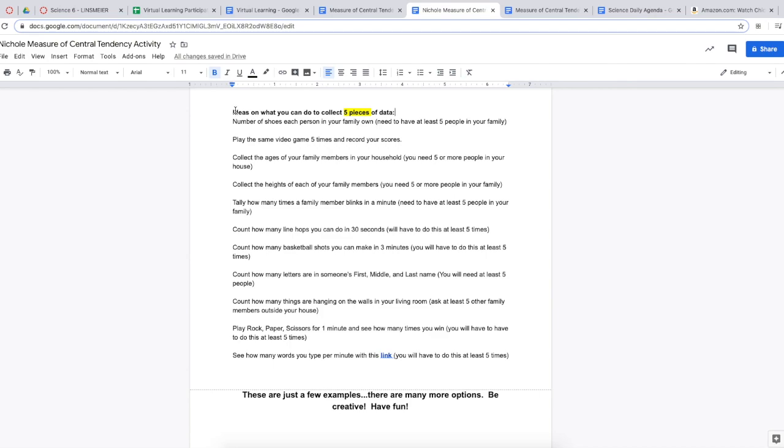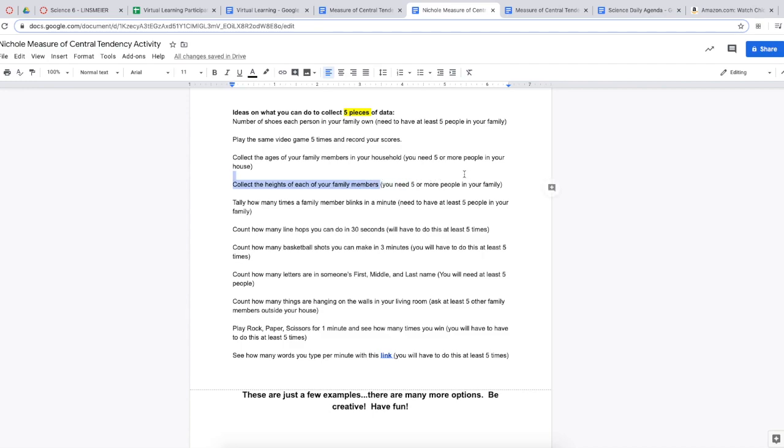A couple ideas on how to collect data. You could ask each person in your family and some extended family members how many pairs of shoes they have. You could play the same video game 5 times and record your scores. So you could do Wii Bowling, you could do Wii Golf, you could play Madden, you could play a basketball game on the Xbox. You could collect the ages of family members in your household and extended family. You could collect the heights of the family members in your household and some extended family members.